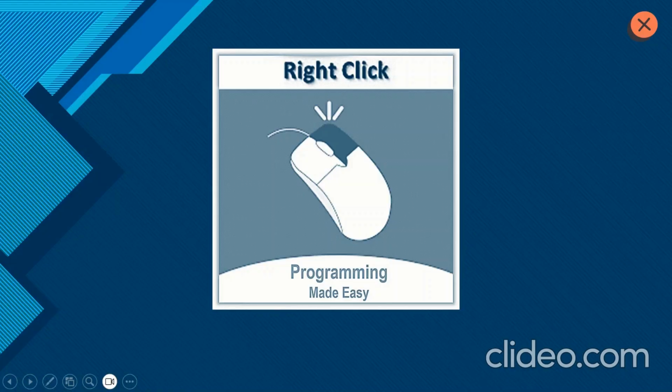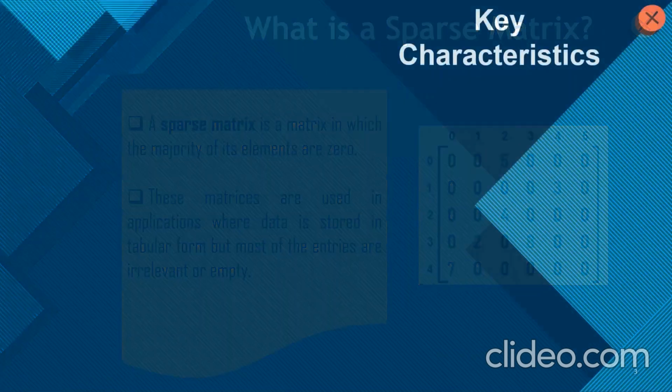The topic for the day is sparse matrix. A sparse matrix is a matrix in which the majority of its elements are zeros. These matrices are used in applications where data is stored in tabular form, but most of the entries are irrelevant or empty, and those empty values are basically represented by zeros, and we have a lot of them, right?